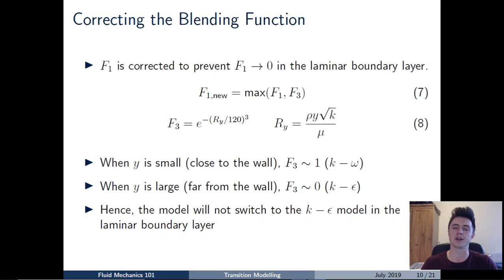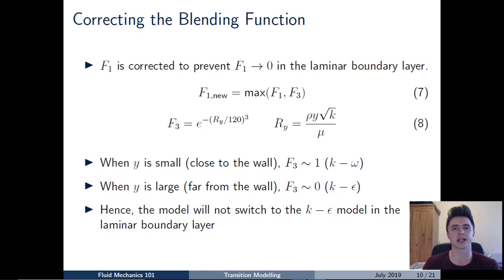So that's fine. The correction to the blending function is just a numerical tweak to ensure that we don't accidentally use the k epsilon model. So apart from that, all we've done, remember, is modified the production term and the dissipation term in the regions where the boundary layer is locally laminar. And the way we do that is with the intermittency function gamma.